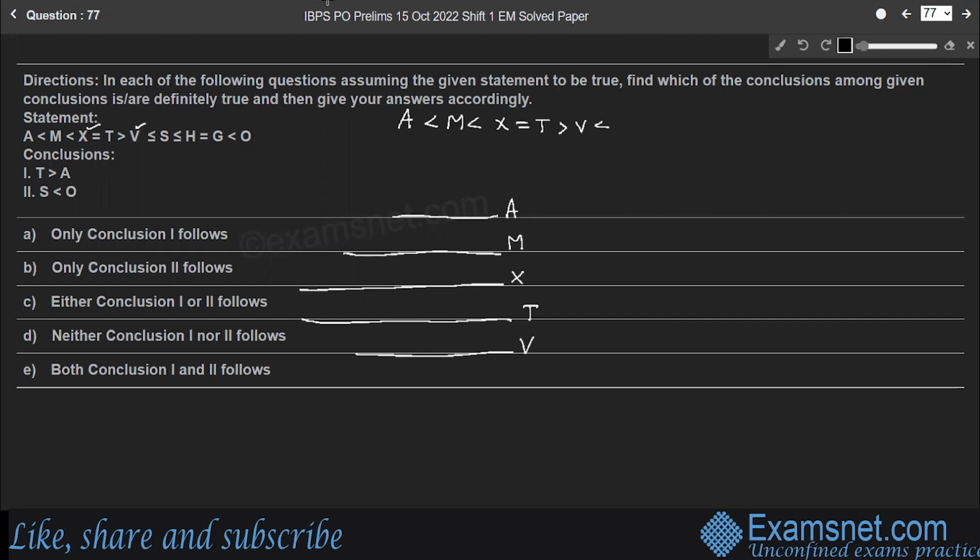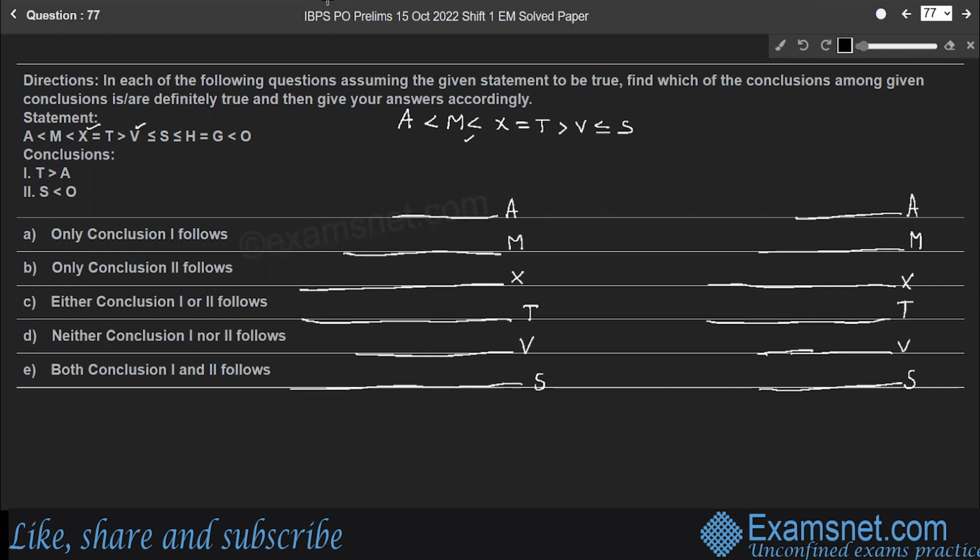And V is less than or equal to S. So V is less than S. Therefore, again, S is a greater line. V is less than S or equal to S. Therefore, we have another case where V is equal to S and the remaining things are same, right? T greater than V. T is a greater line. And X is equal to T. Then M less than X. M is a smaller line. And A less than M.